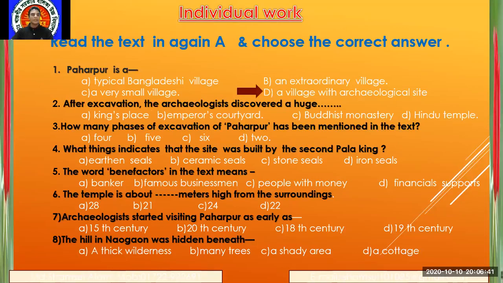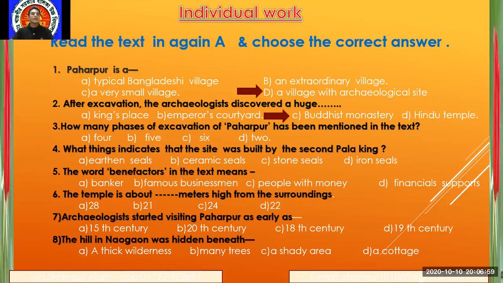Number 2. After excavation, the archaeologist discovered a huge A. king's palace, B. emperor's court, C. Buddhist monastery, D. in the temple. The answer is C. Buddhist monastery.